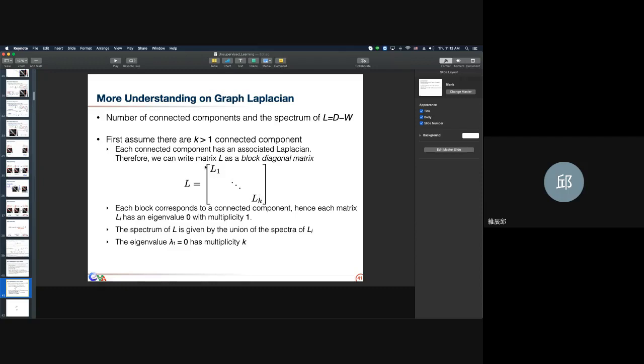Now you have k blocks, and every block will contribute one eigenvalue equal to 0. So their union will have the property that it has eigenvalue equal to 0 with multiplicity k. In other words, this matrix L has k eigenvalues equal to 0.